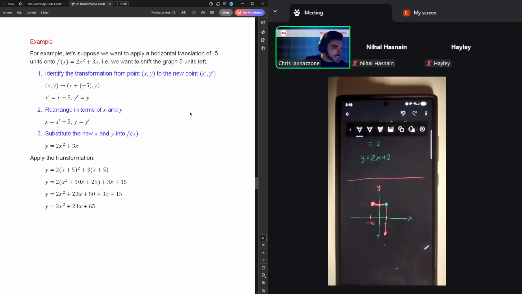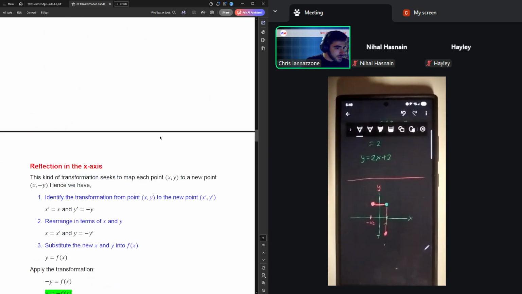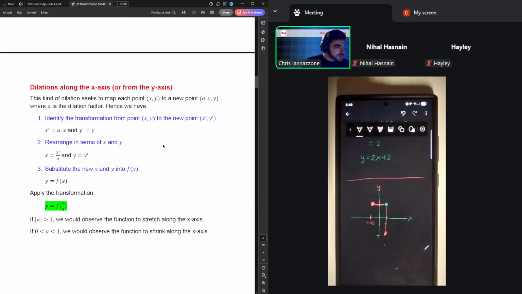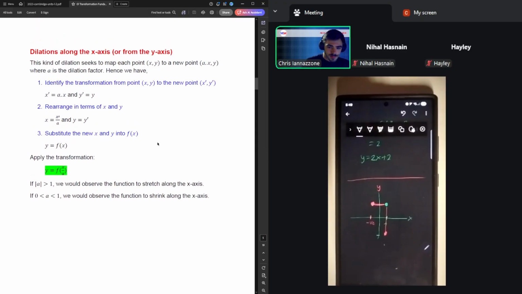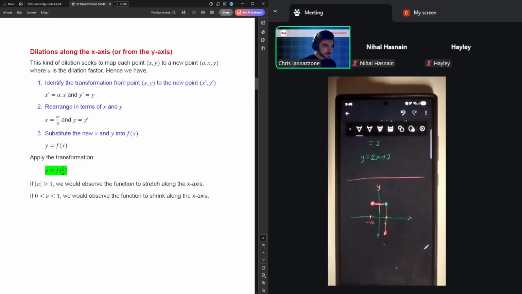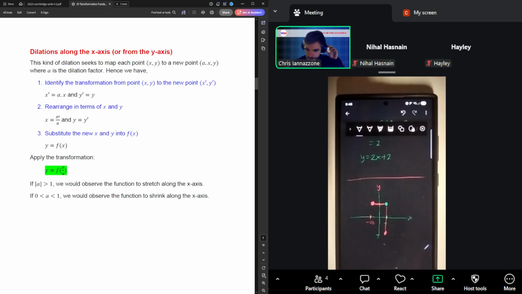Before I have a look at the dilations again, do we have any questions about how this one's worked out? Okay. Was there anything specific you wanted to have a look at regarding dilations, or did you want me to just sort of do it from the top again? Look at it from the top?